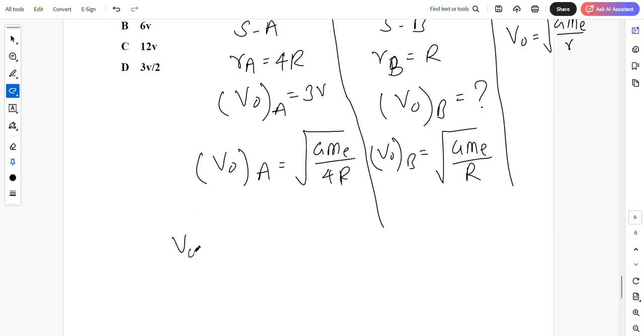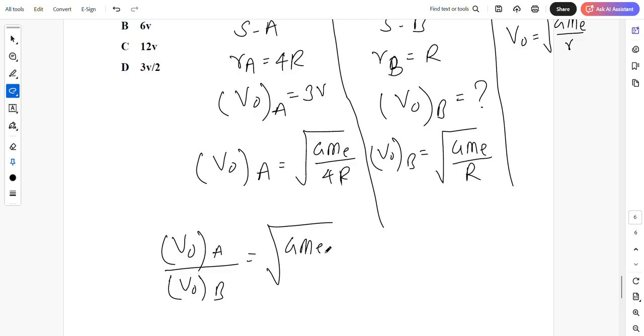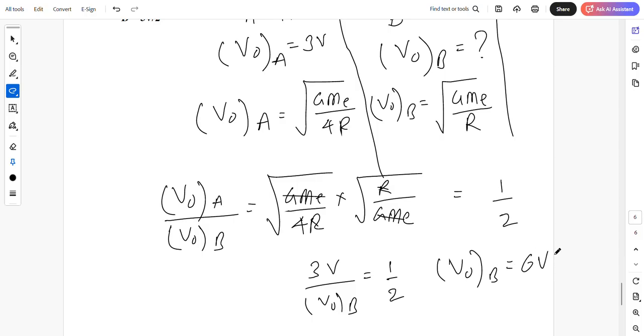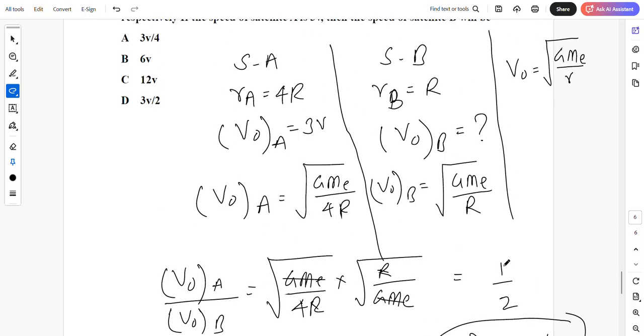If I take the ratio, v naught A divided by v naught B is equal to square root of G M_E by 4r into square root of r divided by G M_E. Here this r gets cancelled. 1 by root of 4 is equal to 1 by 2. V naught A is 3v, divided by v naught B, that is equal to 1 by 2. Therefore v naught B will be equal to 3 into 2, which is 6v. 6v is the right answer.